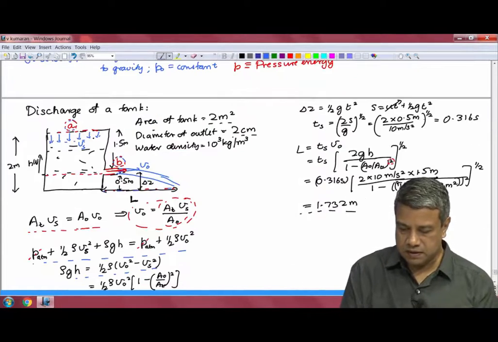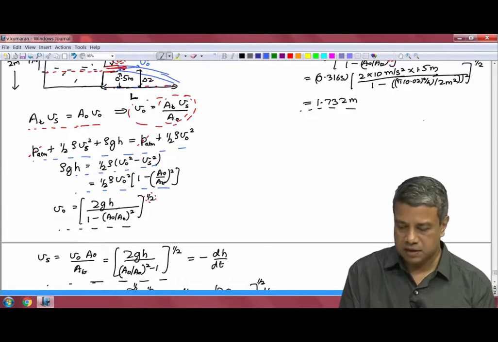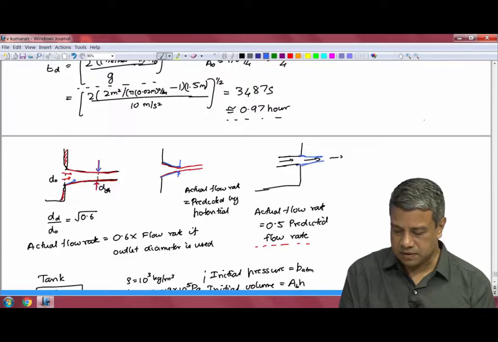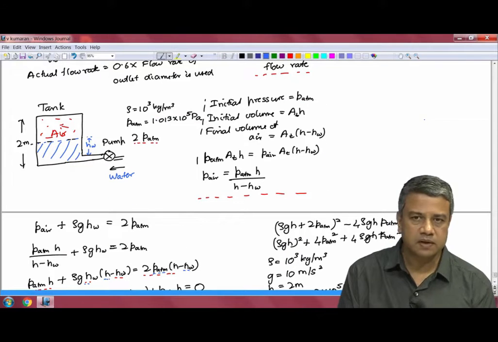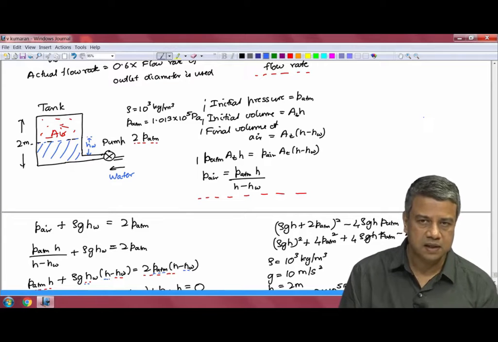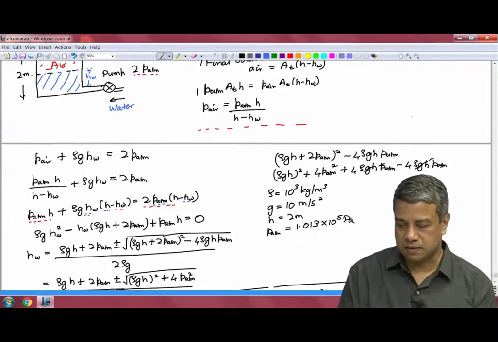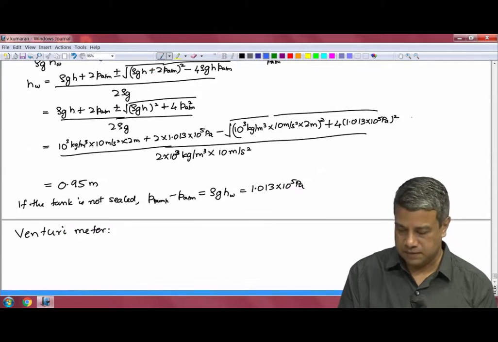And we had solved a couple of problems. One is the discharge from a tank. We had seen how to use the Bernoulli equation for this. And a second problem that we had solved was the pumping of water into a tank, which is sealed so that the air within the tank cannot escape as the water is being pumped into the tank.